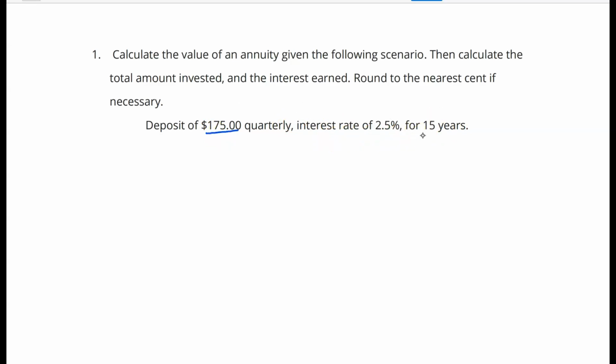This 175 is the deposit, so D is equal to $175. And this is done quarterly. So therefore, the number of compounding periods is equal to 4. So K is equal to 4. The interest rate is 2.5%. R, therefore, in decimal is 0.025. And then the 15 here is the number of years, and capital N is equal to 15.